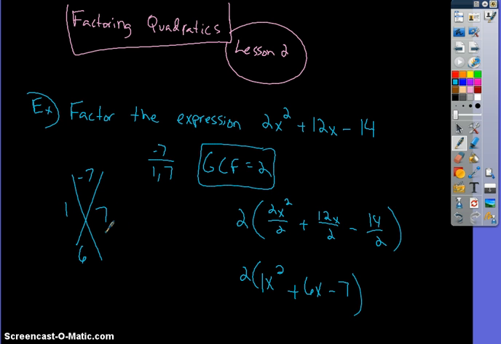Now I do know this: I've got unlike signs, so one is positive, one is negative, and my bigger one is positive. So my bigger one, 7, is positive, and since they're unlike signs, the other one must be negative. If you think of it, negative 1 plus a positive 7 is definitely 6, and negative 1 times 7 is definitely negative 7. So now my factors are 2 times x subtract 1, x plus 7. If you multiply that together, you should see that it does give you this. And it works.